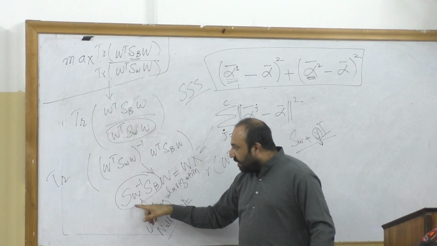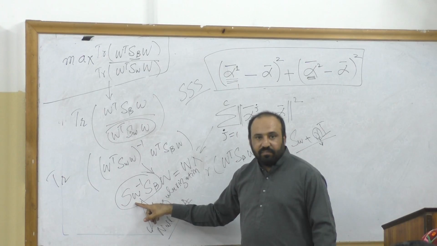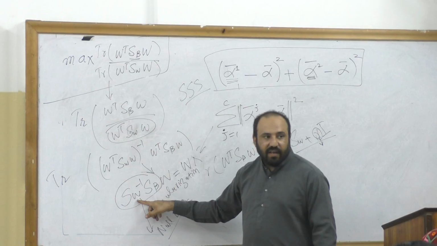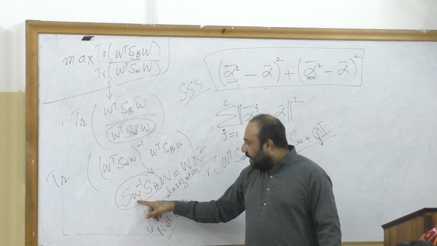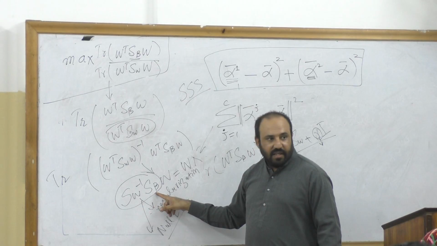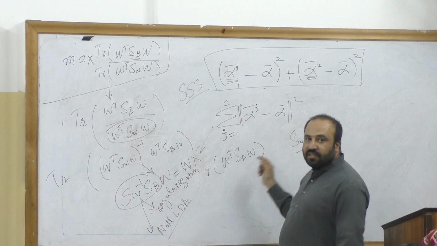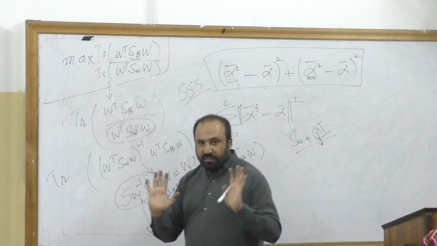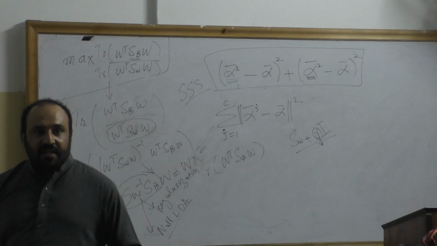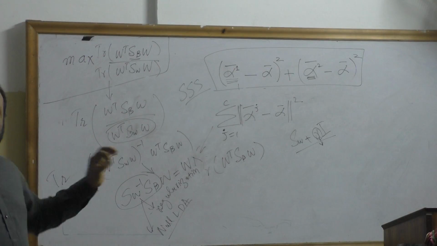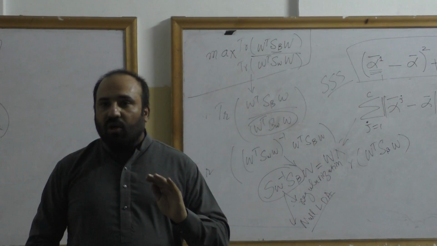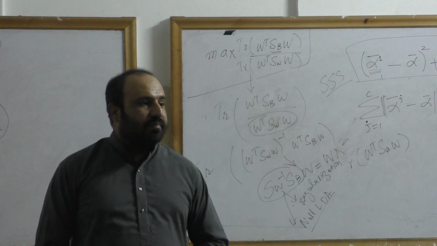This is a matrix. You can find out its null space, row space, everything. Find out the null space of SW. That is also the row space of SW. And in that way, you do not need regularization and you can find the optimal result. Make sense? And this result is called null LDA, also called a null Foley-Sammon transform.